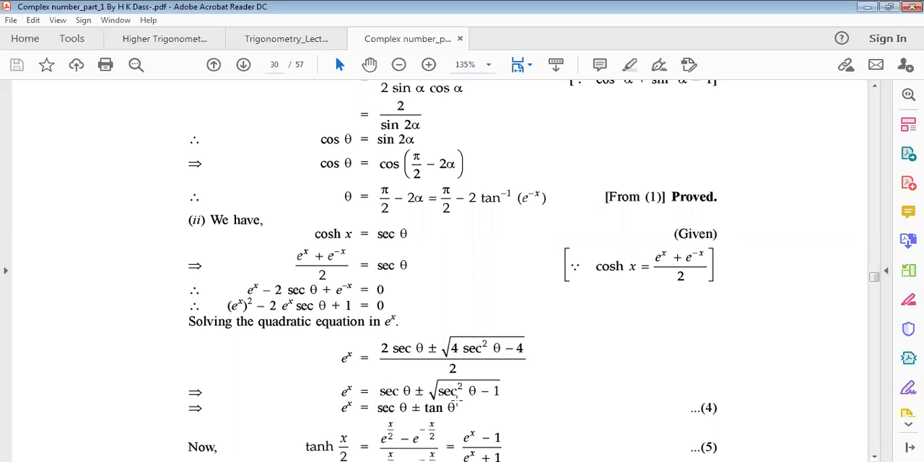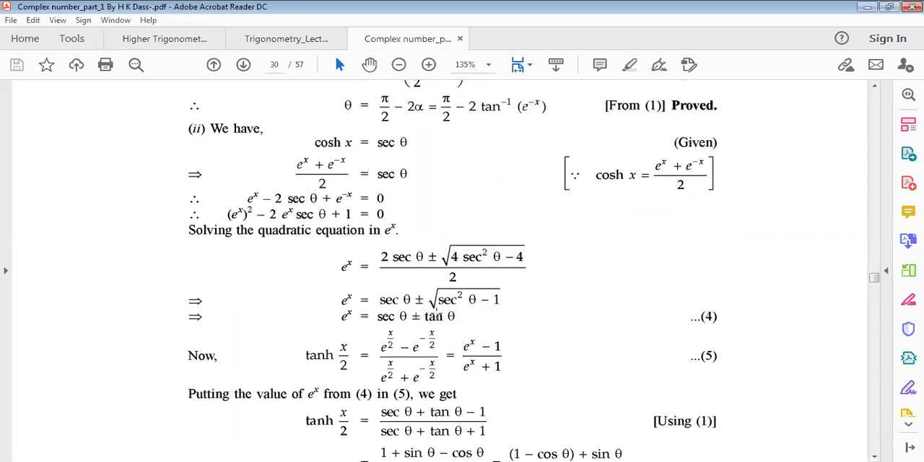Sec square theta minus 1 equals tan square theta. Tan square theta, square root cancels, only tan theta. There are two values of e to the power x. One is positive, another is negative. This is left in equation number 4.